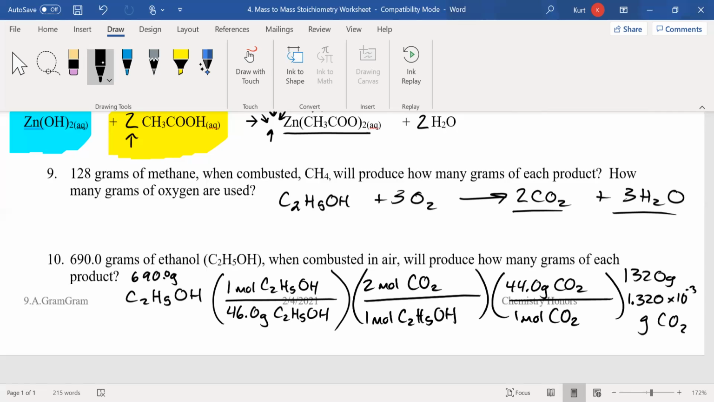1,320 is 3 sig figs. You need to get it to 4 sig figs because 690.0 is 4 sig figs. So if you just shift the decimal 3 places to the left, you'll have 1.320 times 10 to the third grams of CO2. Questions? All right, last one.